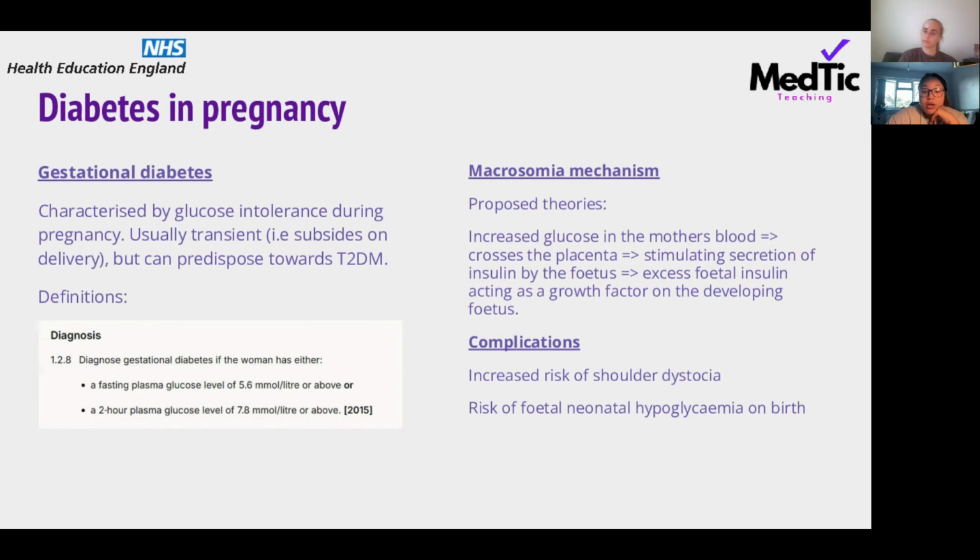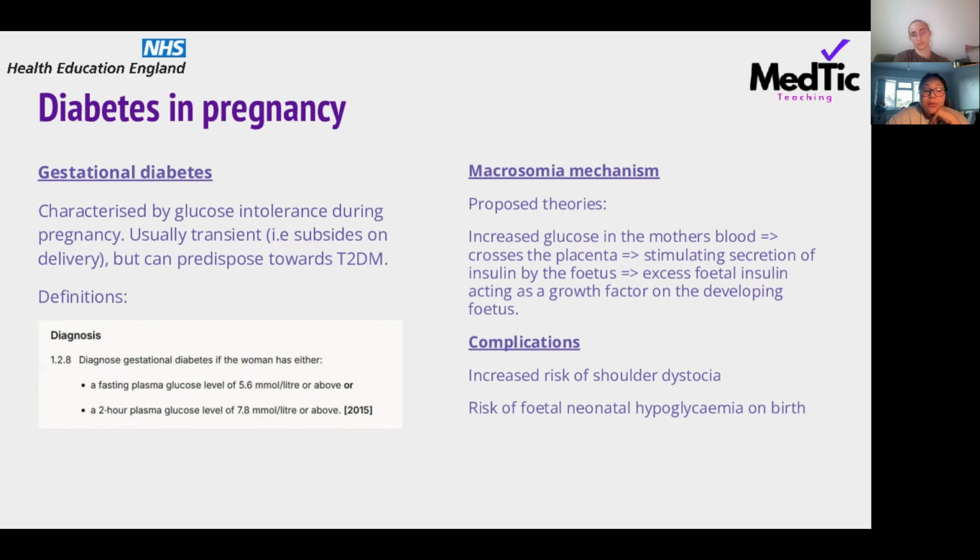Generally, most women aren't tested until midway through their second trimester. However, if you've already had one instance of gestational diabetes, that can be picked up on booking and you can be tested a lot sooner. I already discussed the macrosomia mechanism. In terms of complications during pregnancy, it can increase the risk of shoulder dystocia and increase the risk of neonatal hypoglycemia on birth.